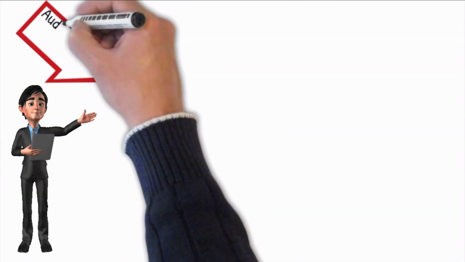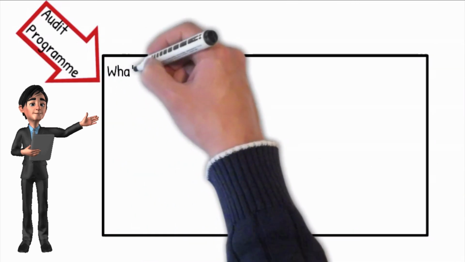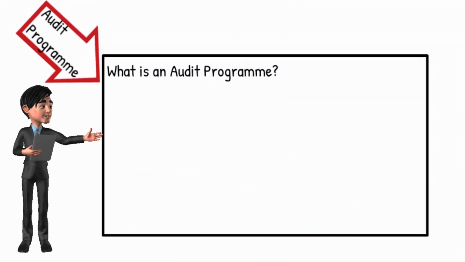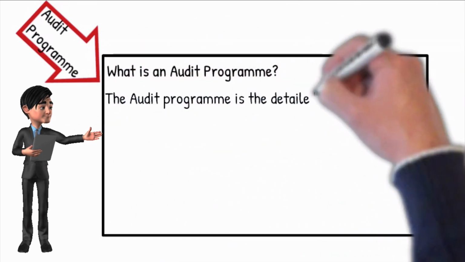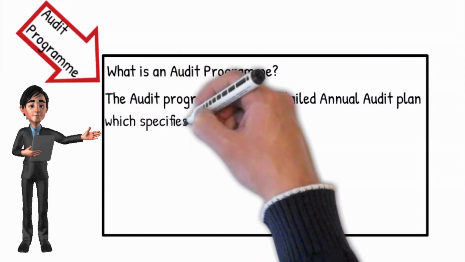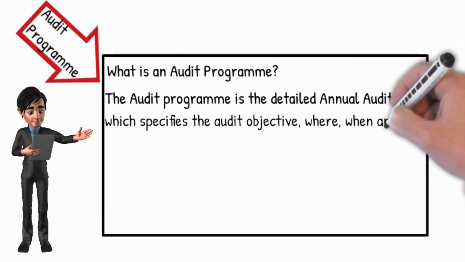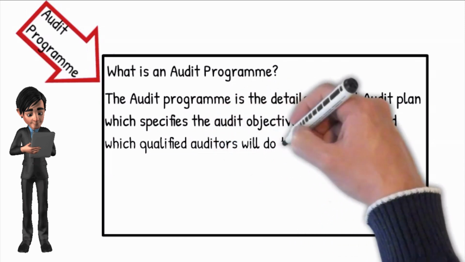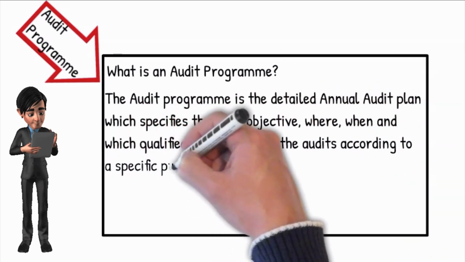The first step is to create an audit program to plan the annual audits. What is an audit program? The audit program is the detailed annual audit plan which specifies the audit objective, where, when and which qualified auditors will do the audits according to a specific purpose.